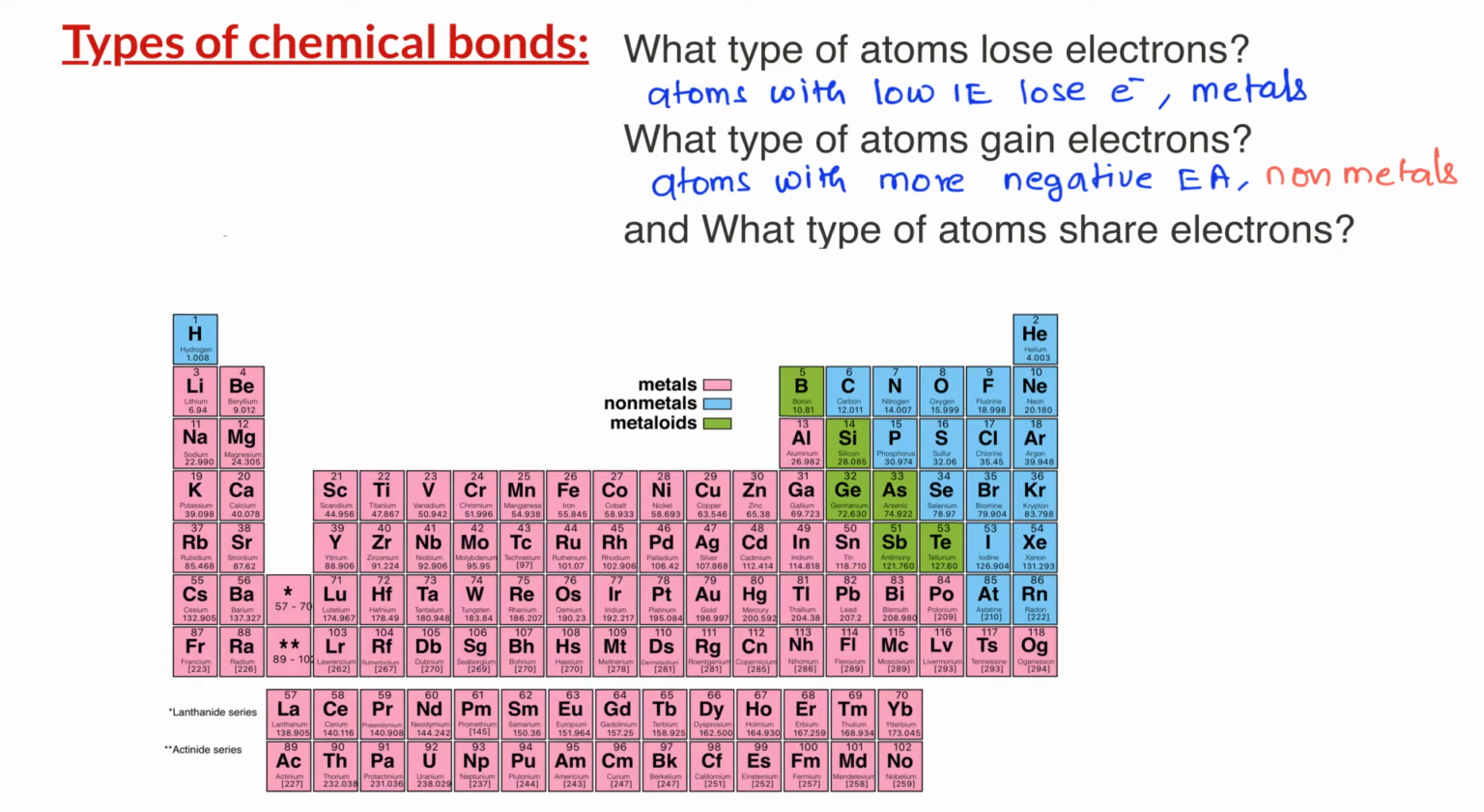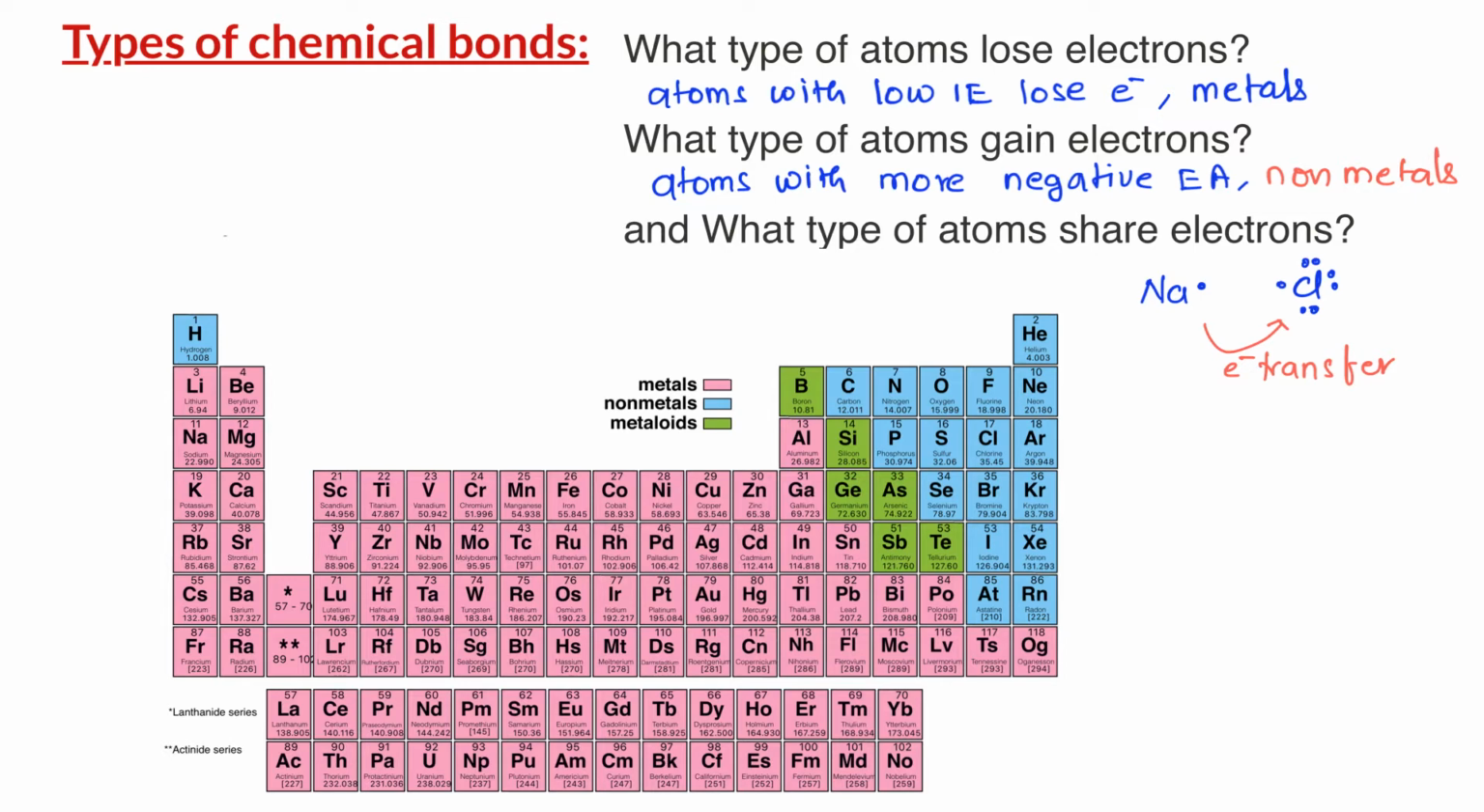The third question, what type of atoms share electrons? For one atom to lose an electron, another atom should gain it. For example, if sodium and chlorine were to participate in bonding, sodium is likely to lose an electron and chlorine is likely to gain an electron, and they are both happy.